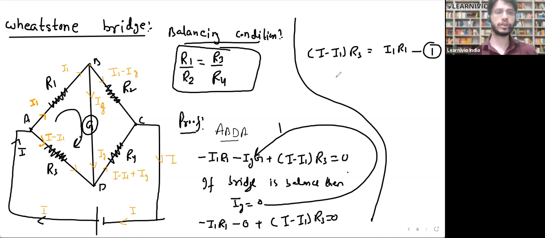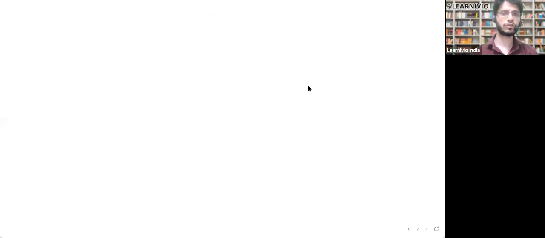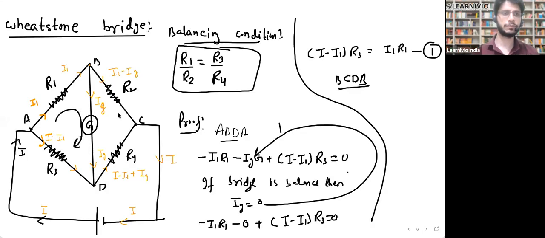Okay, now let's choose another loop. Let's choose this loop BCDB. Fatma, is your mic working now? Okay, Shahzada, just tell me the equation of this loop BCDB. Let's start from B and do it faster. Shahzada, what will the equation of this loop BCDB?